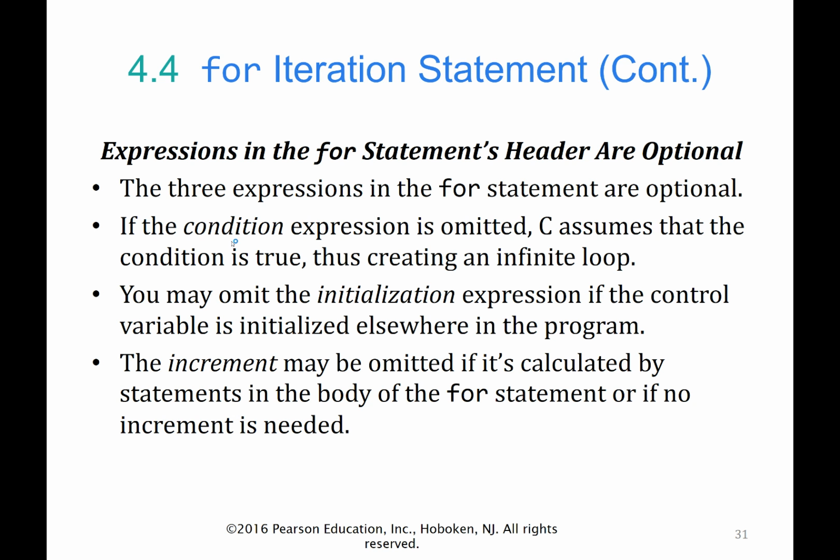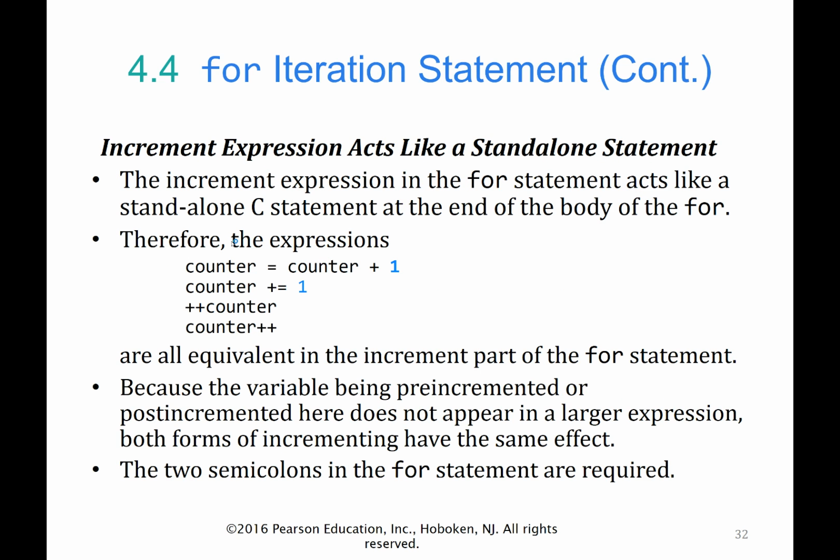Expressions in the for loop are optional. If the condition is omitted, C assumes that the condition is true, creating an infinite loop. I mentioned that already. You can eliminate the initialization if you initialize it somewhere else in the program. Now, the increment of X is a standalone statement, and C has the shortcut plus equal 1. That means the counter is equal to counter plus 1.